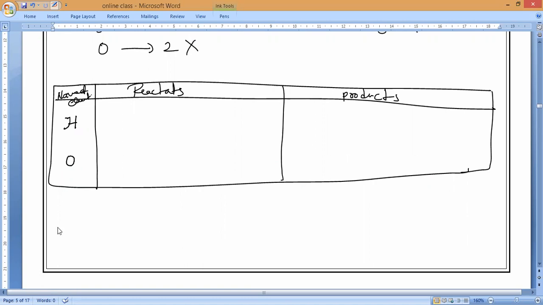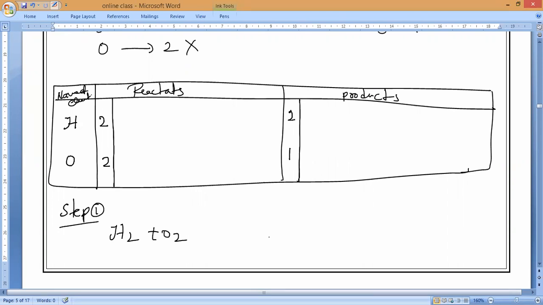Now, step one: write exactly the number of atoms in the reactant side and the number of atoms in the product side. Everybody write it. Hydrogen, how many? 2. Oxygen, how many? 2. And on the product side, hydrogens are 2, oxygen 1. Any doubt? So step one is: while writing the balancing equation, write exactly the number of atoms in the reactant side and in the product side.